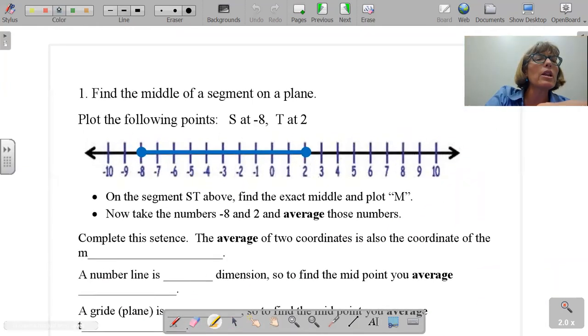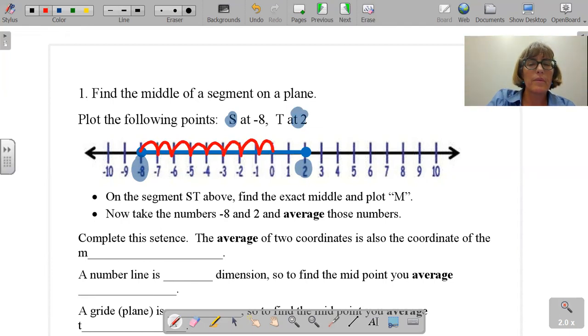I want you to find the middle of the segment between S at -8 and T at 2. If you bunny hop that, that's 10 units, which means if you go 5 back, the middle coordinate, of course, is -3. We're going to call that M.